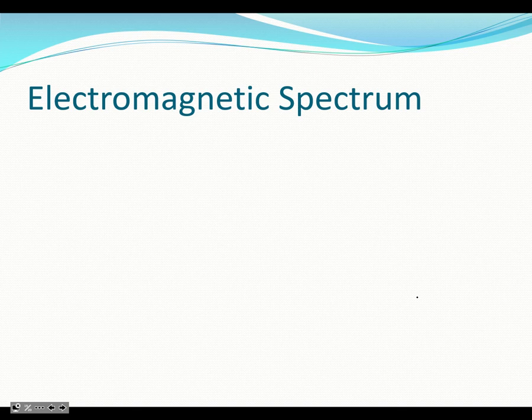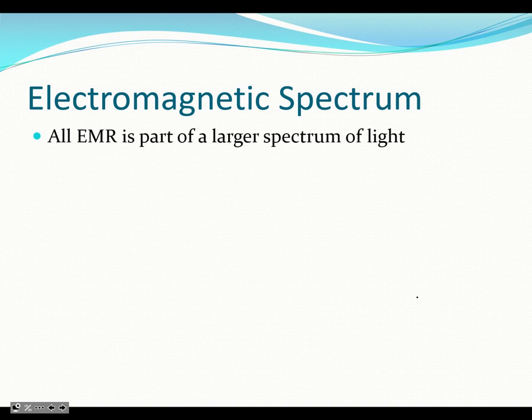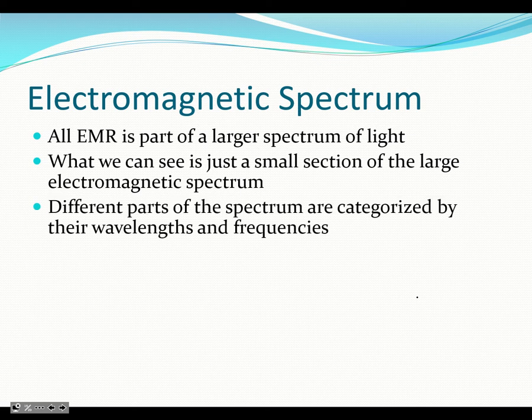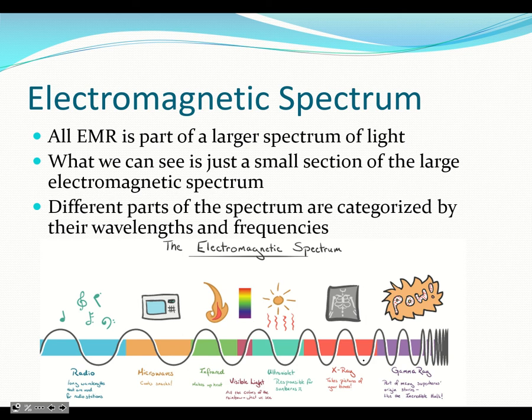So all EMR is part of a larger spectrum of light, and what we see, visible light, is just a very small section of our large electromagnetic spectrum. There's way more light out there that we can't see. Different parts of the spectrum are categorized by different wavelengths and frequencies. Down here we have our long wavelengths, which are radio waves. AM, FM radio would be in these long radio waves. These radio waves can be about a kilometer long. Then as we move up here, we get smaller.